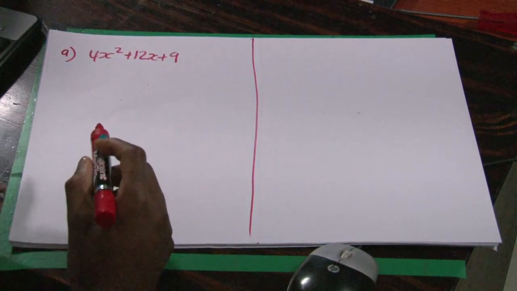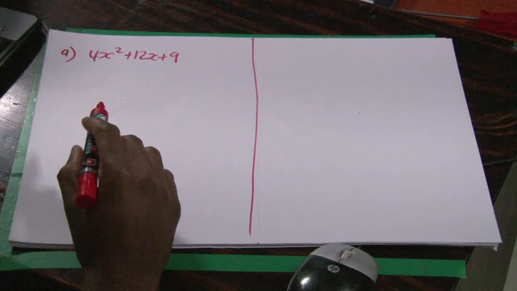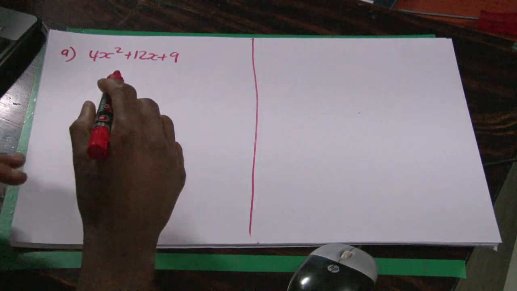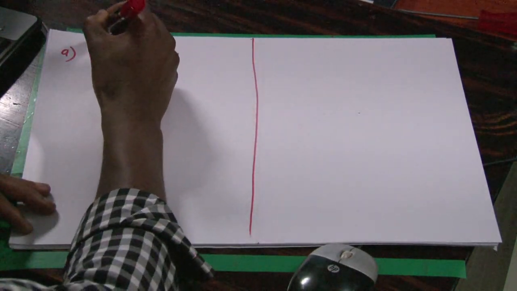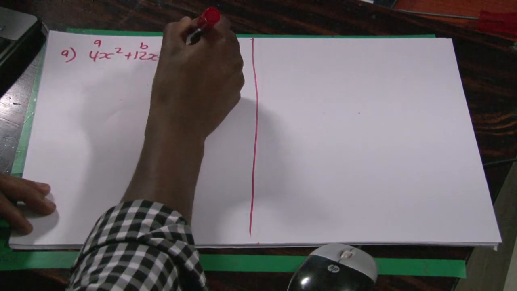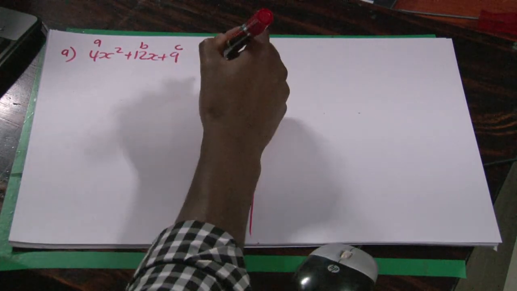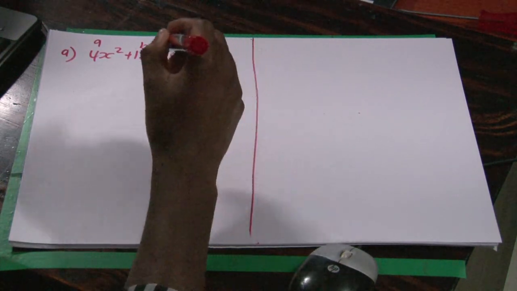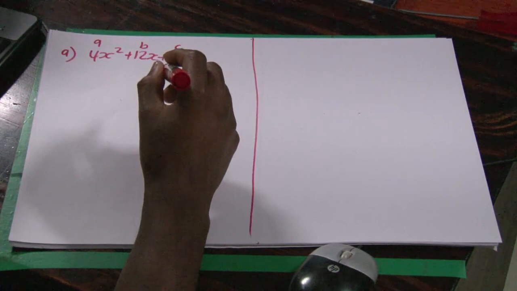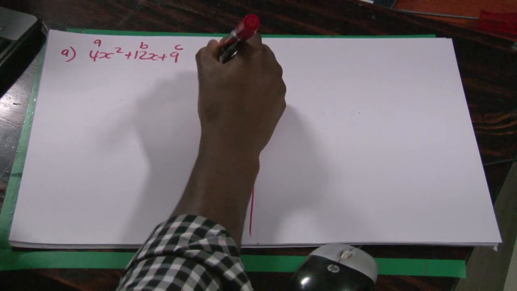Remember the rule? First, we have to find the product of AC. Your A is there, your B is there, then the C is there. Basically, we are doing 4 times 9. What's 4 times 9? Let's quickly do that. 4 times 9 gives you 36.